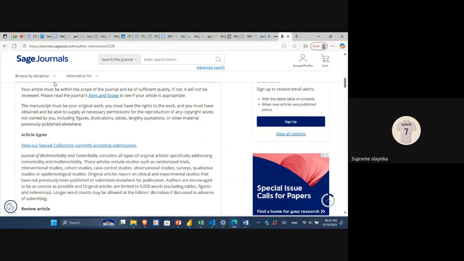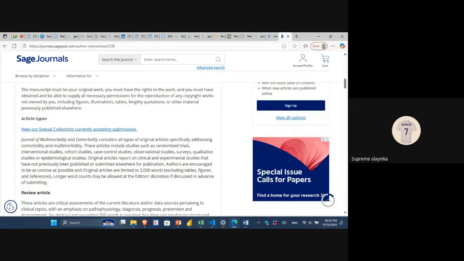They said the article must be within the scope of the journal and be of sufficient quality, as if not, it will not be reviewed. So please read the aim and scope to see if you're okay. They said the article types. So let's click on this link.